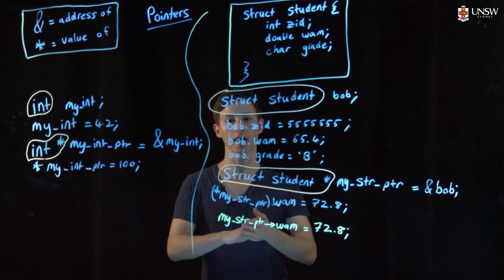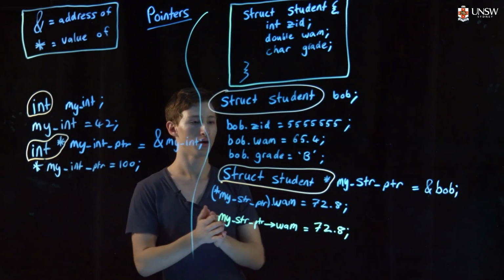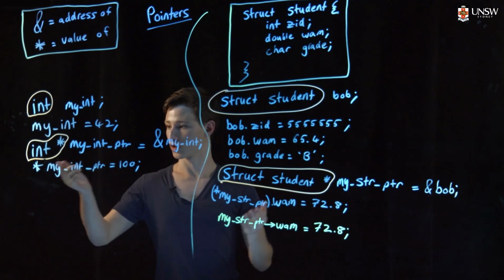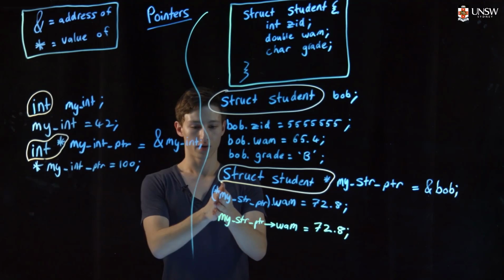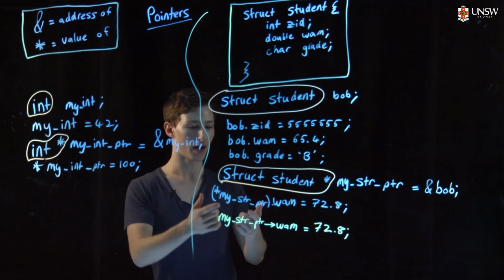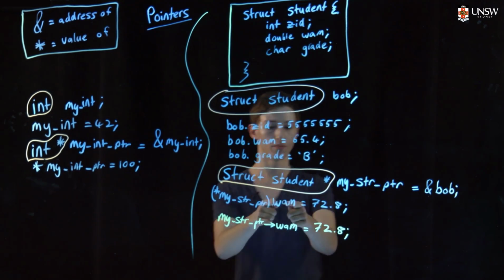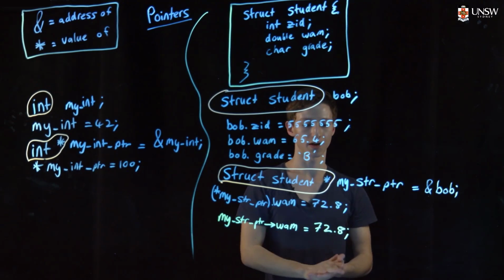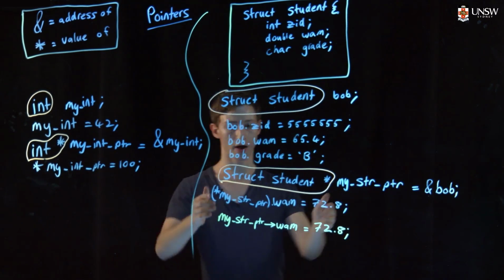So now if we want to change one of the fields in Bob, or multiple of the fields in the Bob struct, just like over here where we are dereferencing using this star, we'll say the value that my_str pointer points to, well, the wham component of that, we're now resetting to 72.8.